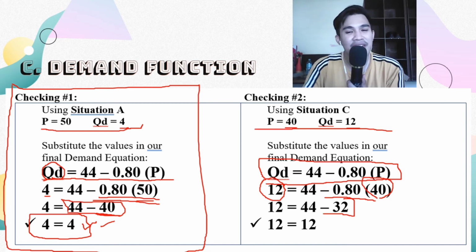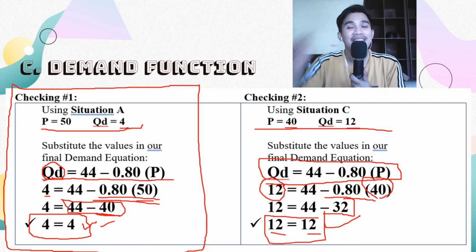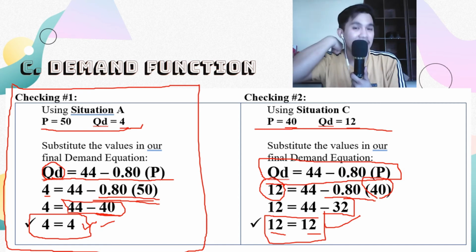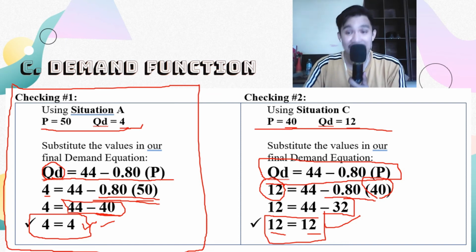So 44 minus 32, that is 12. So they are the same. 12 is equal to 12. So therefore our equation is correct. So that's how easy it is. So that is the process as to how you're going to establish your demand function. But do not forget to check in the last part, okay?